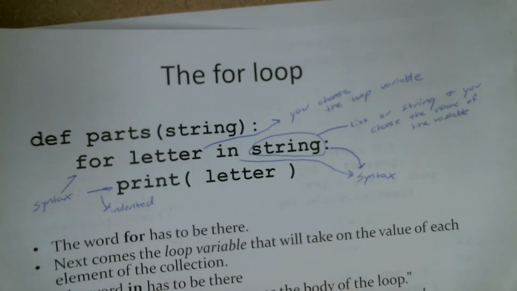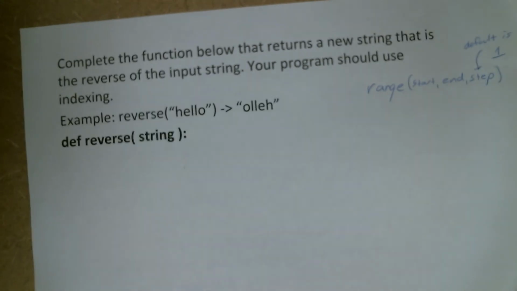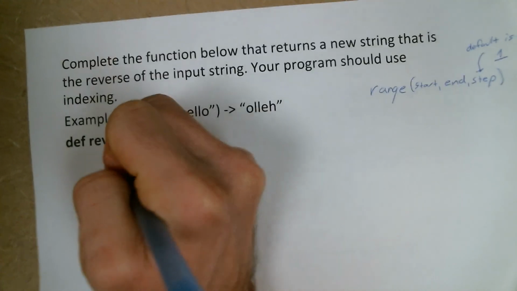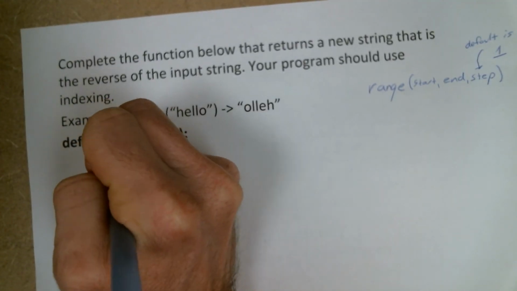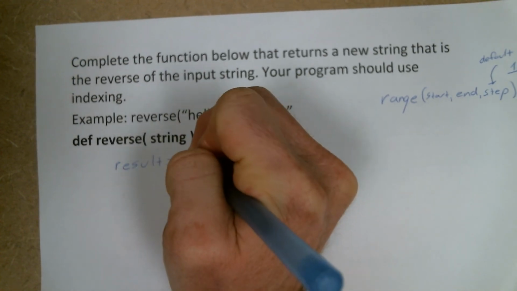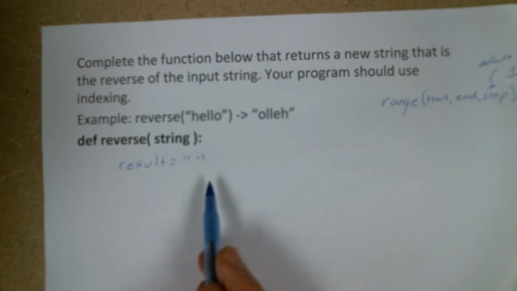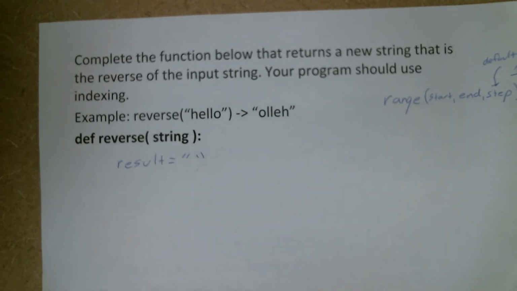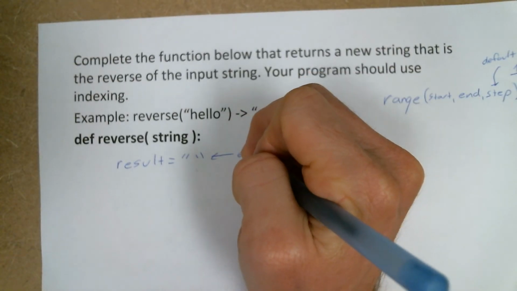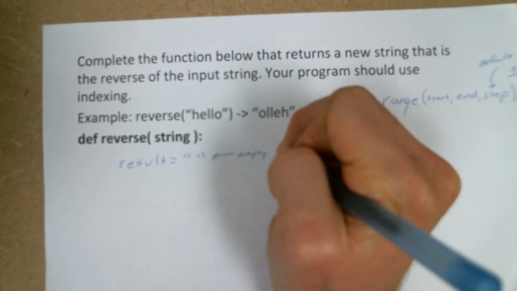Again, this loop here wouldn't cut it, because this loop only goes through it letter by letter in order. So we're going to start with our empty string. I'm going to start by saying result equals, and then I'm just going to have quotes, and I'm not putting a space in there. I'm literally just putting the quotes right next to each other. This is my empty string.